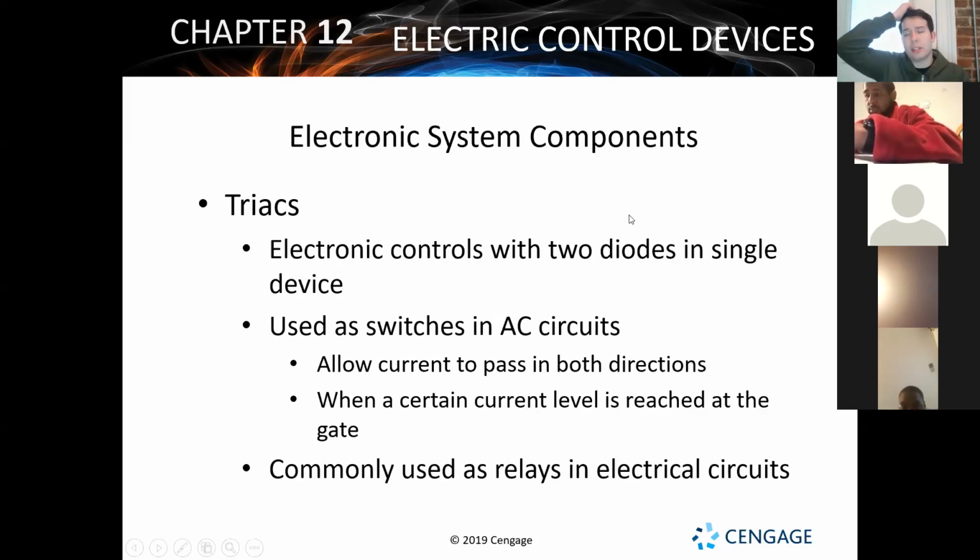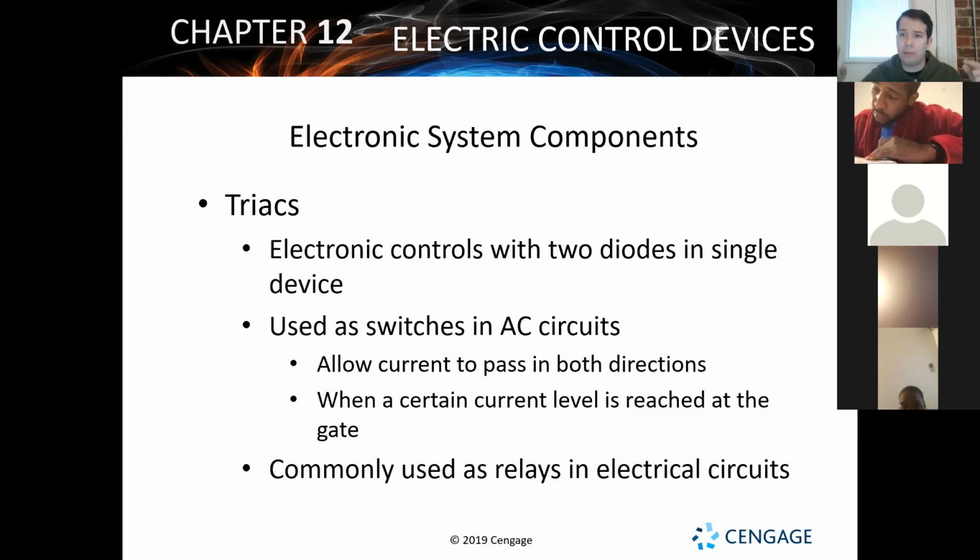Now, triacs, they're a similar thing to a diode. Your book also has symbols and information on that as well. But basically, two diodes in a single part is a triac. And what it's going to do is current can pass in both directions once a certain amperage or current is reached. Typically, it's about 1 amp for most of them, but again, it depends on the board and the manufacturer and all that kind of stuff.